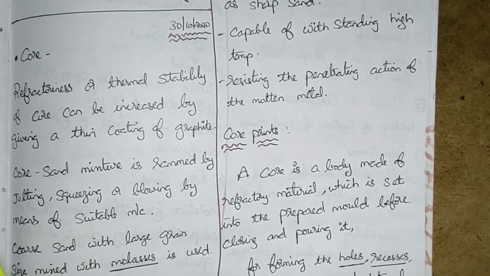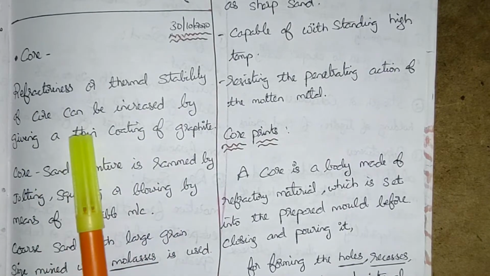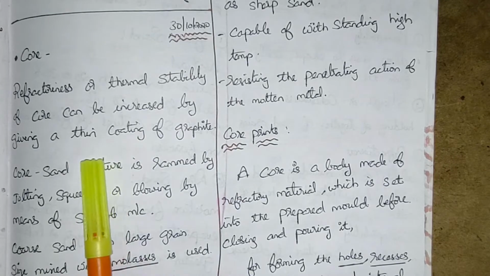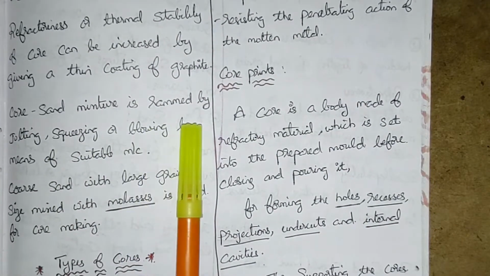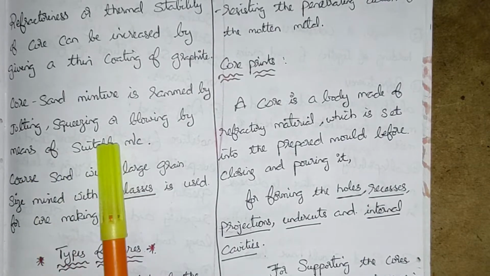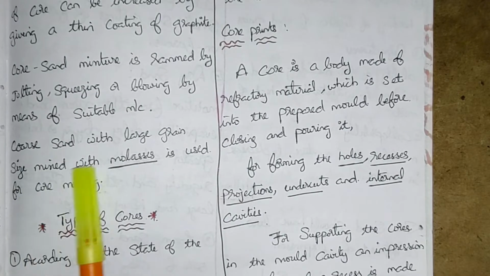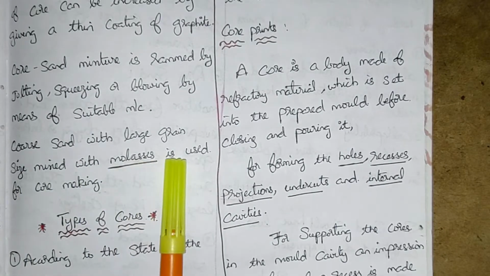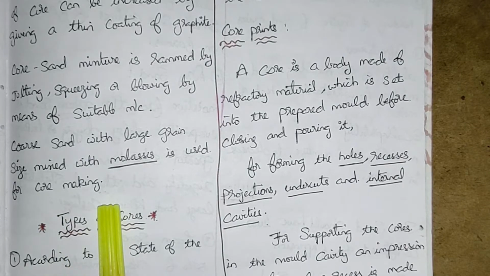Now we'll start discussing core. Refractoriness or thermal stability of core can be increased by giving a thin coating of graphite. Core sand mixture is rammed by jolting, squeezing or blowing by means of a suitable machine. Coarse sand with large grain size mixed with molasses is used for core making.